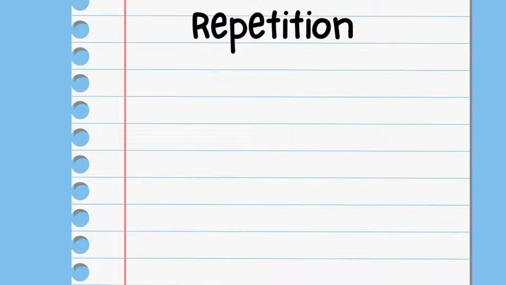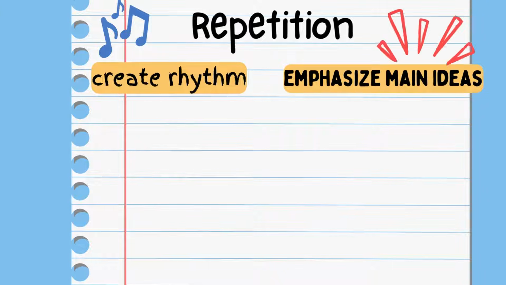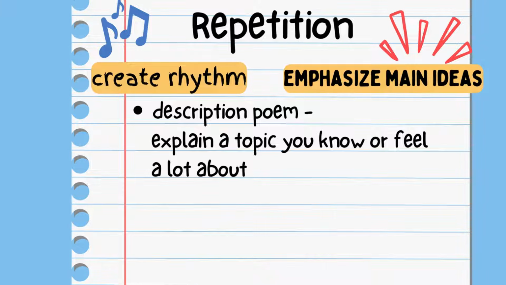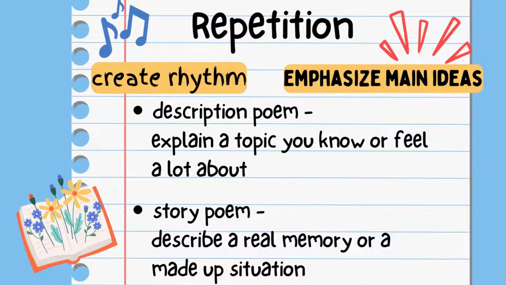Repetition is a tool that poets use to create rhythm and emphasize main ideas. You can try out this tool by writing a description poem, a story poem, or any poem you can think of. Have fun writing!